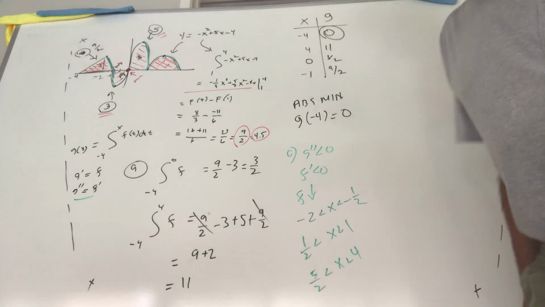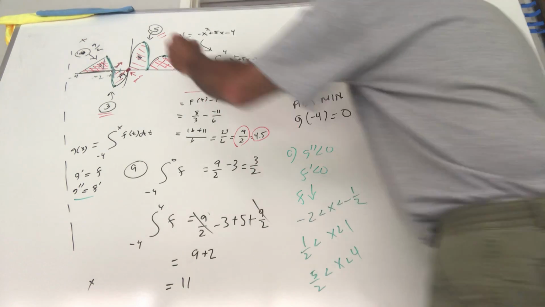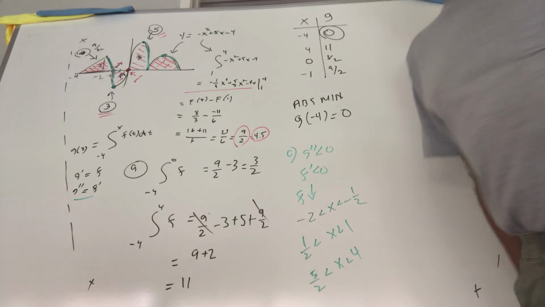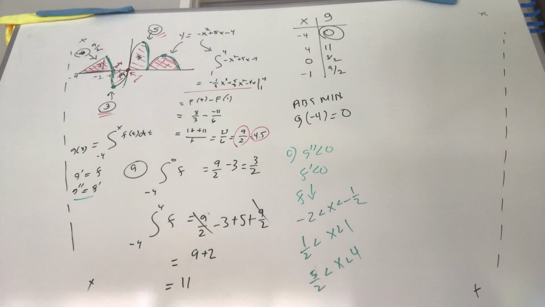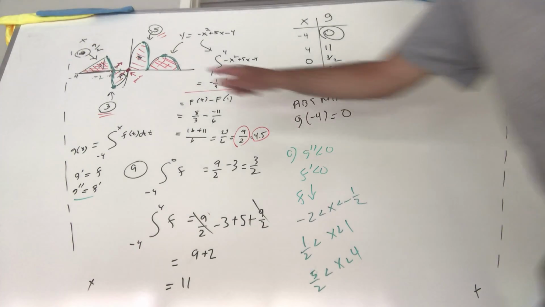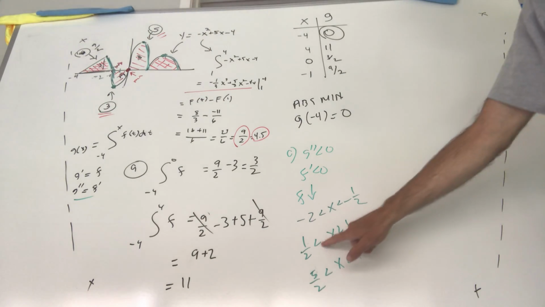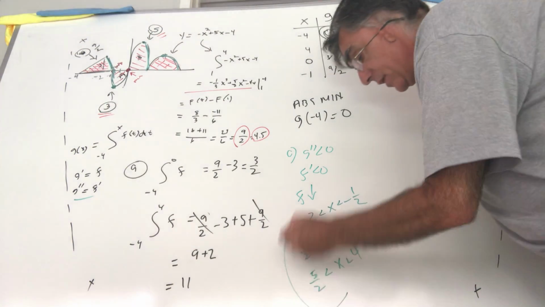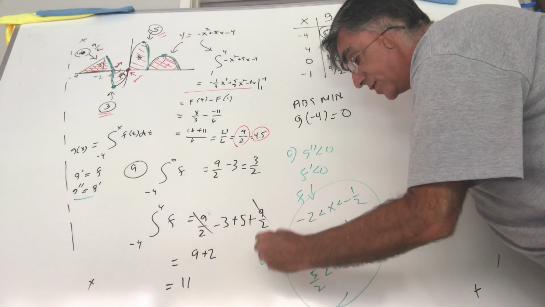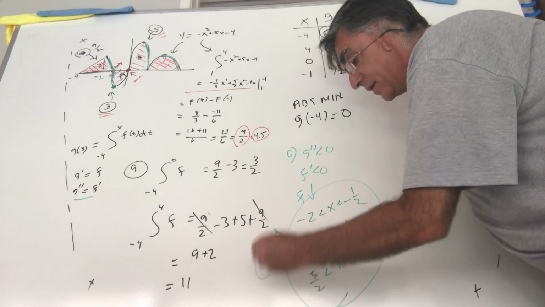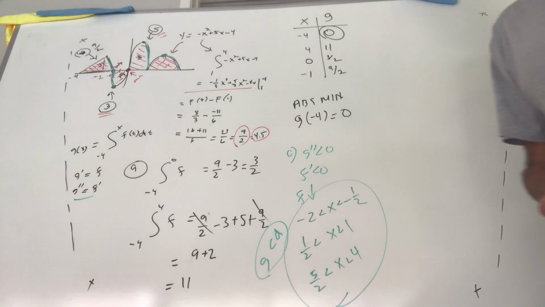Let's look back in the directions here. It tells you in the directions where these points are. So it's not as tricky as you might think. It tells it, it's -1/2, 1/2, and 5/2. So this is -1/2, that's +1/2, and that's 5/2. That's where I got those numbers from. And that must be where G is concave down. Okay.